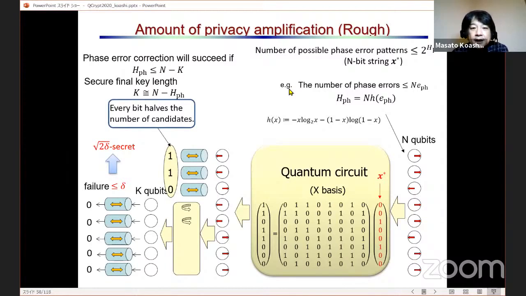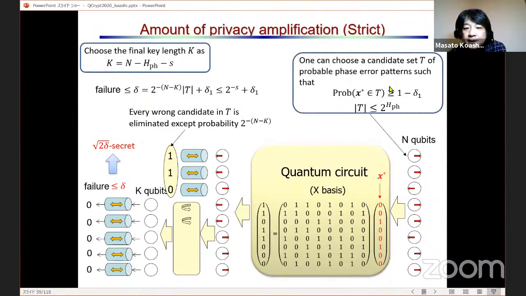This is a rough sketch. And if you want a precise statement, then suppose you can choose a candidate set P of probable phase patterns such that the true pattern here belongs to that set, except for a small failure probability here. And the size of the set is bounded like this. And suppose that you choose the final key length k according to this number, such that n minus this number is slightly small, so this is a positive integer. Then every wrong candidate in this set would be eliminated by these clues, except with this small probability.